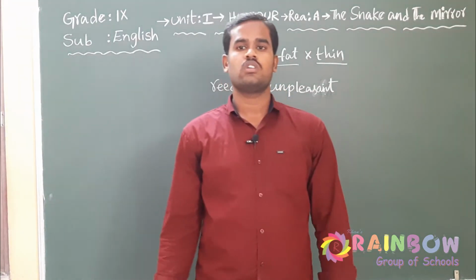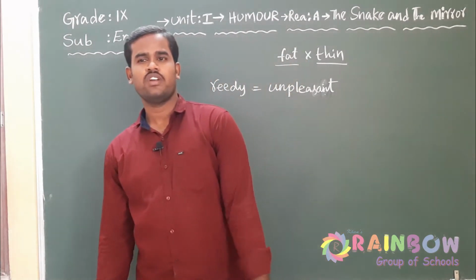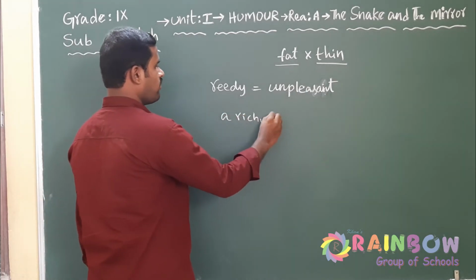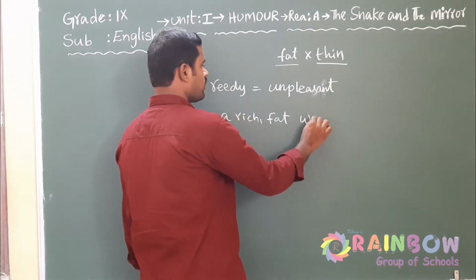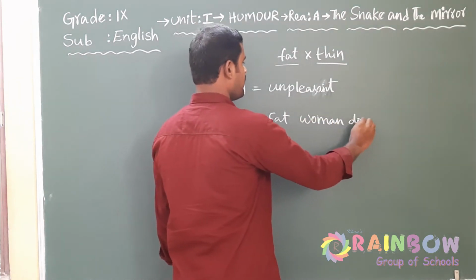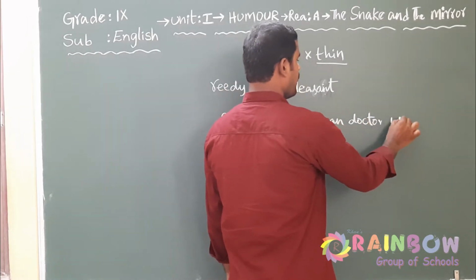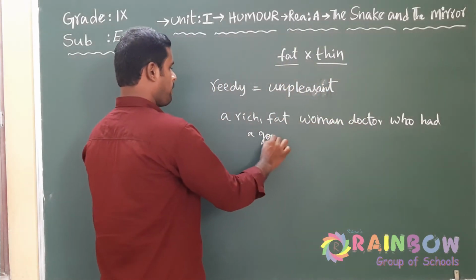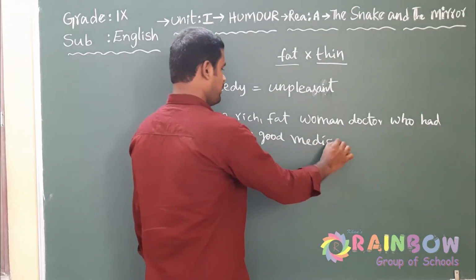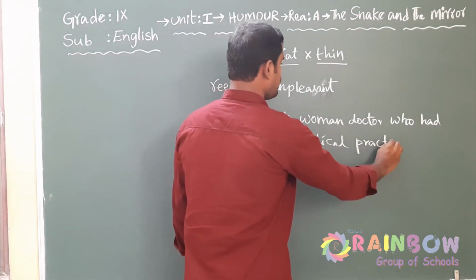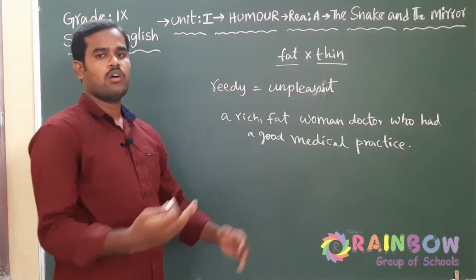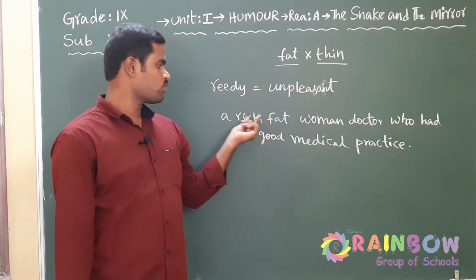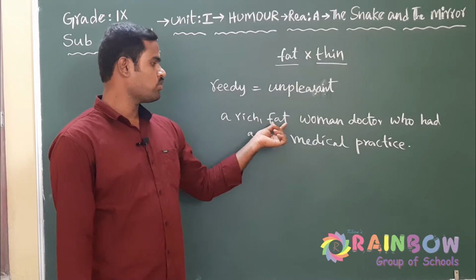Okay. Let us move on to the next question. What kind of wife did the doctor want? Very simple. The doctor wanted a rich, fat woman doctor who had a very good medical practice. She should be a good doctor. So as he was a doctor, he desired a fellow woman doctor to be his wife, and that woman doctor should be rich and she should be fat.